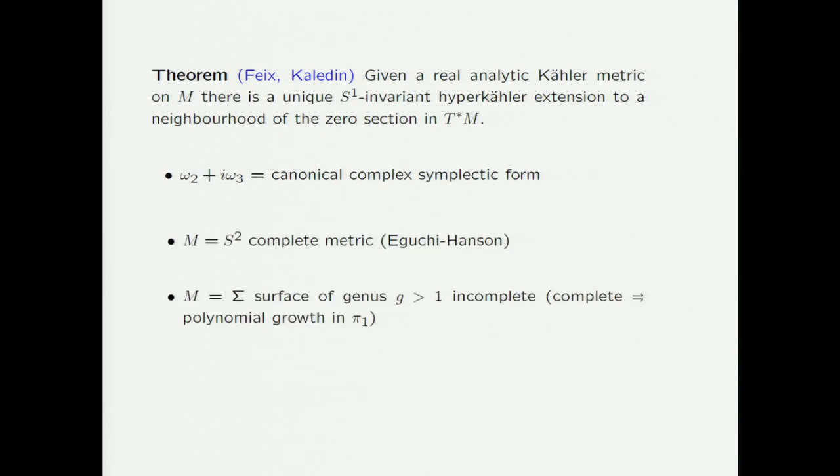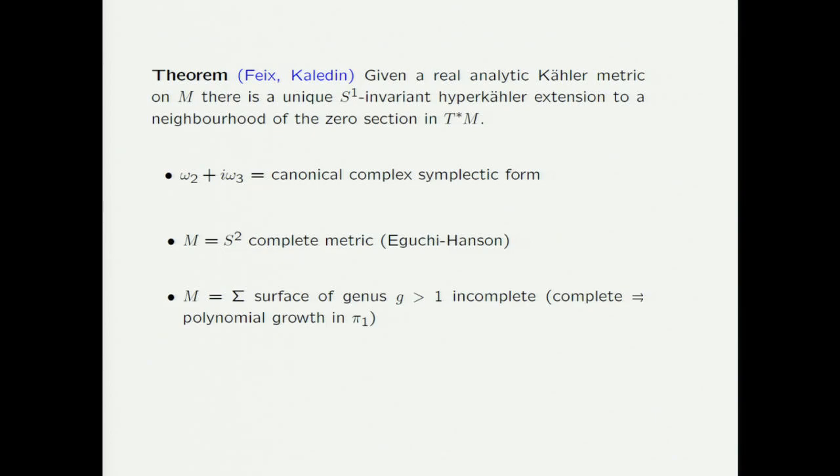So if you start with, in particular, some known examples, so if you start with the round two sphere, then what you get this way is a complete metric. It's the Gibbons-Hawking metric that Simon mentioned in his lecture this morning. On the other hand, if you start with a hyperbolic surface, then we know, for various reasons, that there is no complete hyperkähler metric on the cotangent bundle of sigma. Why? Because there are various theorems which say that if it's complete with Ricci tensor zero, then in particular the fundamental group has polynomial growth. But we know that, of course, for a hyperbolic metric, it has exponential growth.